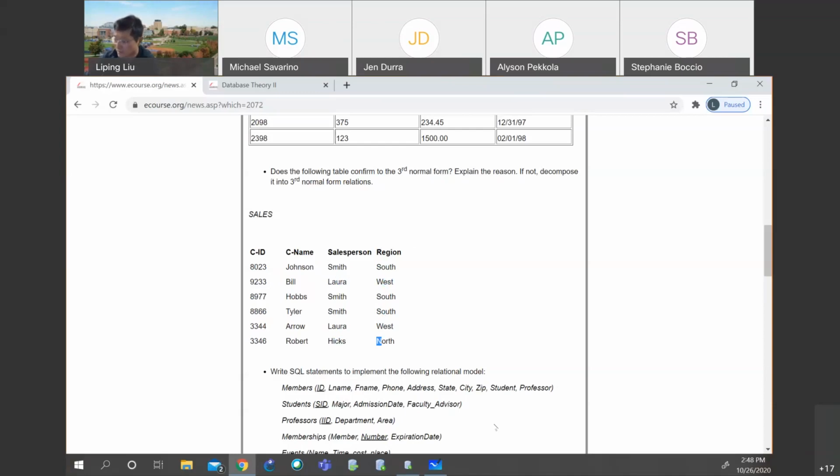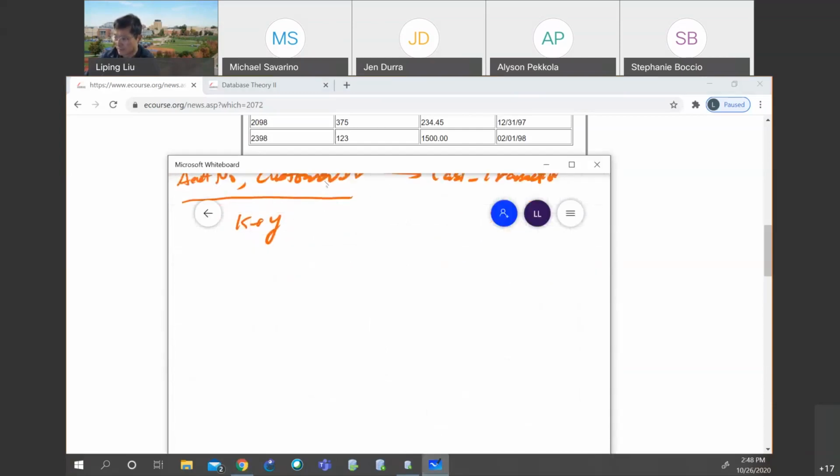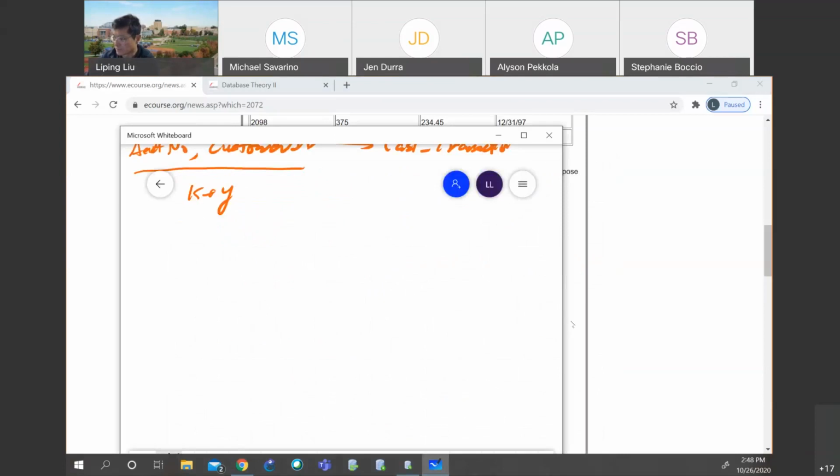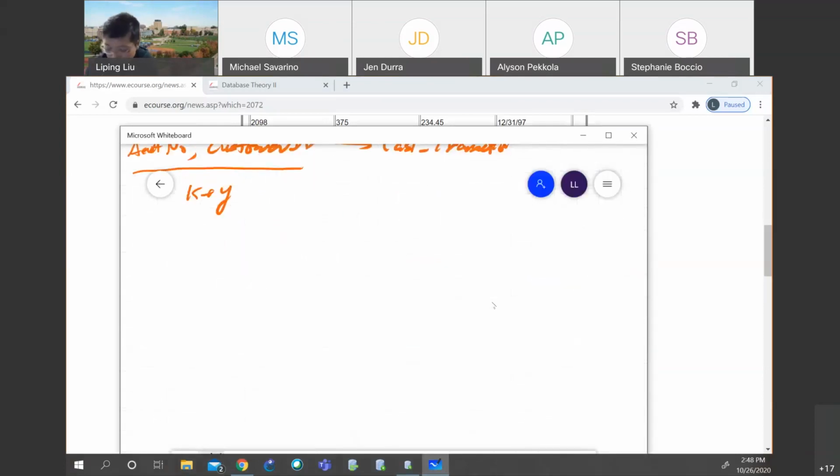So how can we write this? If you're going to do an exam or whatever, then you're going to write a formal answer, and make sure you explain why, okay? So first of all, the table is in first normal form because there are no repeating or multi-valued columns.